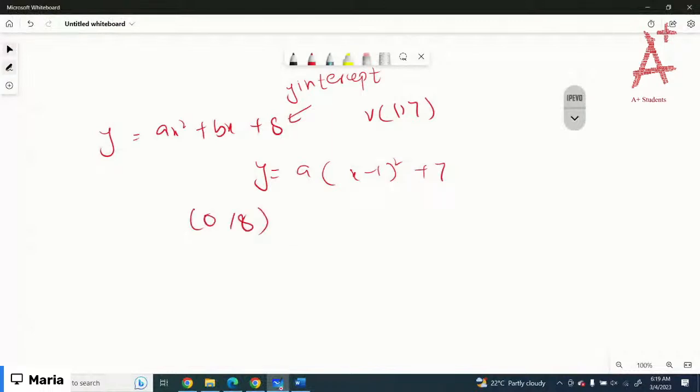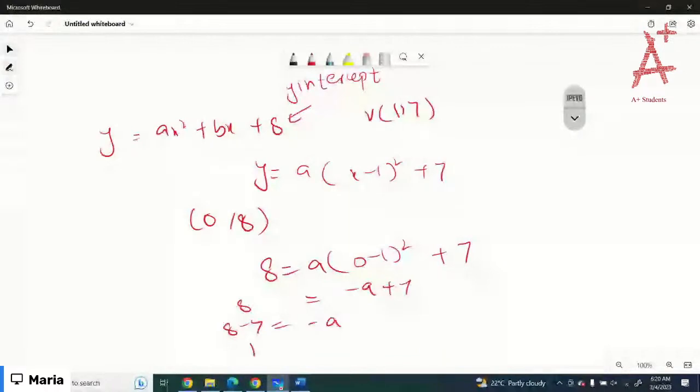So just use the y-intercept and calculate the value of a. y is 8, a, x is 0 minus 1 whole square plus 7. It is minus a plus 7. 8 minus 7 equals minus a, minus 1 equals a. No, minus 1 square is positive, so a is positive 1. That means, replacing a with the value, the equation would be y equals 1x square plus bx plus 8.